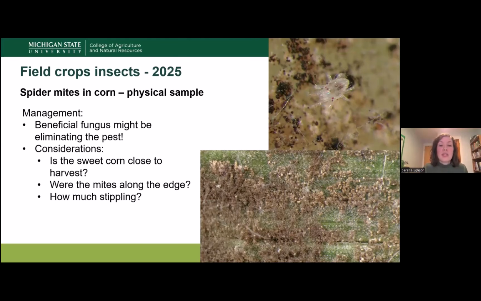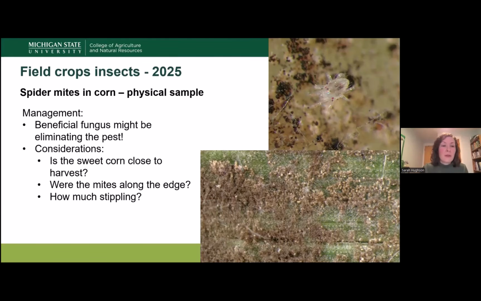Another consideration is how much stippling you have on the leaves. And these leaves did have quite a bit of stippling. But for some of the plants, they can handle quite a bit of stippling without having a huge impact. So again, that's another one of those things that you want to make sure there's heavy stippling in that field before you treat.